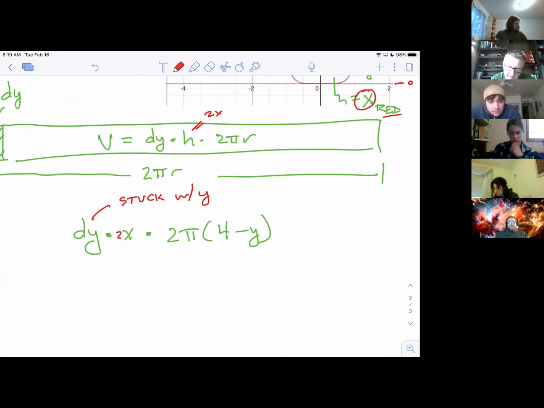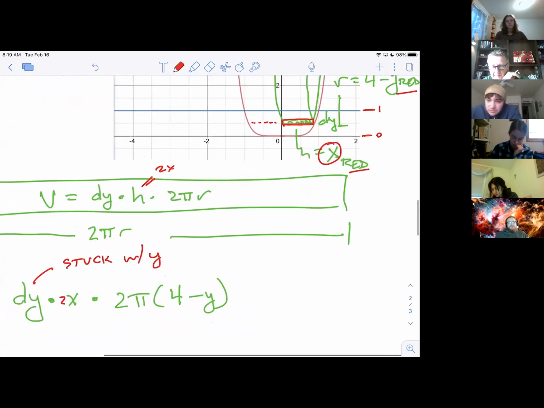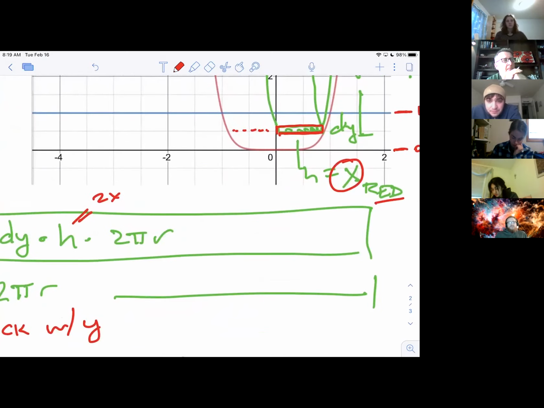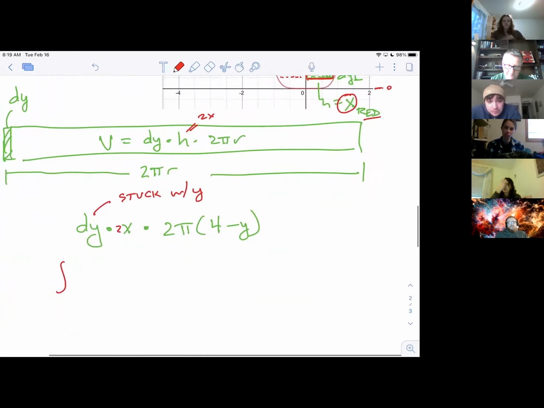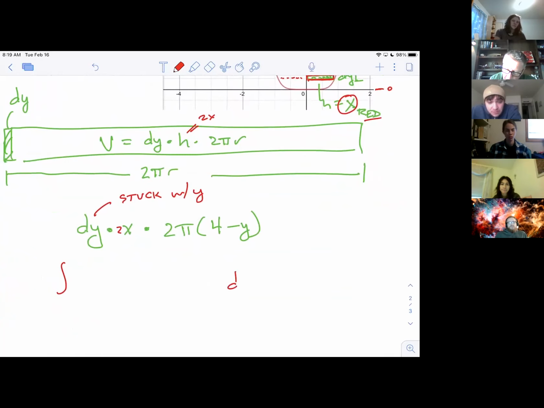So now, the concept of throwing this summation symbol in here is because you're saying, hey, I just defined that little slice right there, and I'm going to slide it around. But I got to let it be everything from 0 to 1. And when I slide it up, that height is going to get taller. When I slide it down, that height is going to get shorter. And I got to get all of those. So that's why I'm adding them all up. So I've got a dy here, I've got a 2x, and I've got a 2 pi and a 4 minus y. And so I'm ready to rip, except I've got that x there.